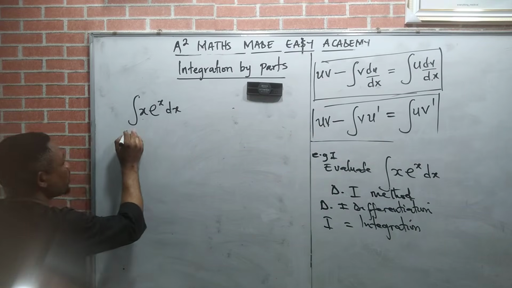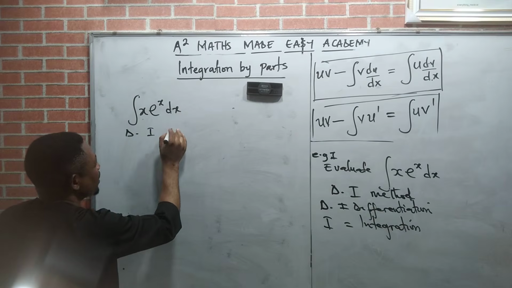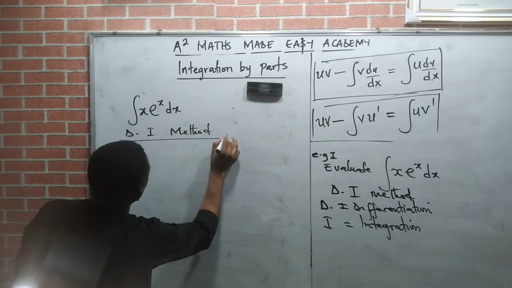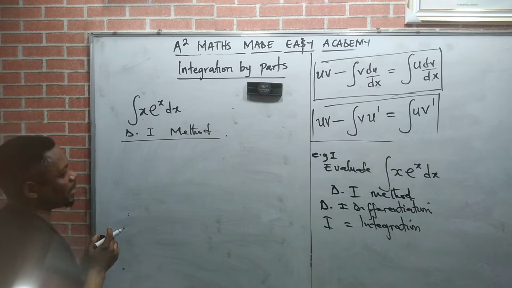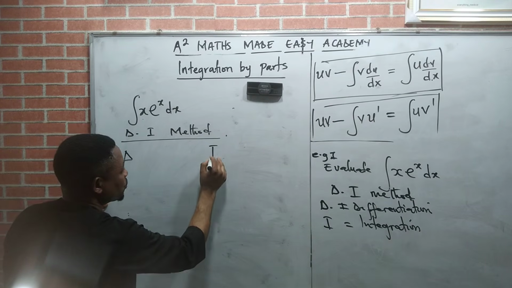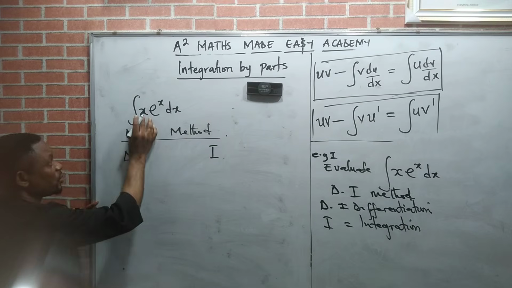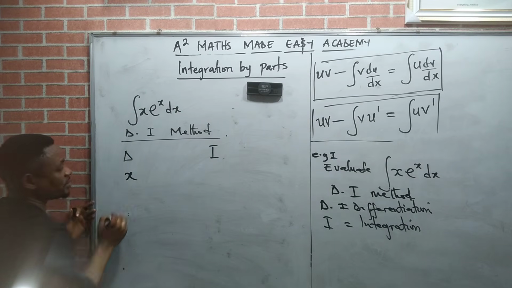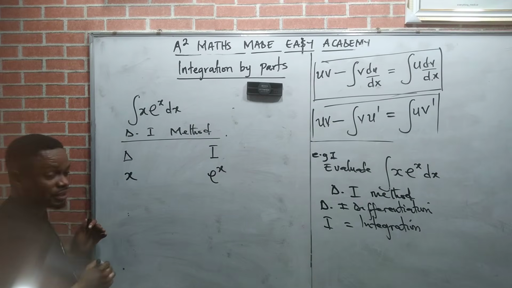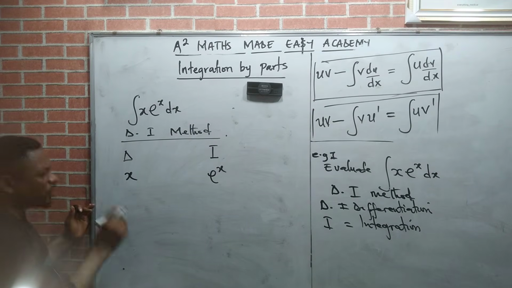Now, let me use what we call the DI method. After the DI method, I'm going to use the normal integration by parts, and then compare the two to know whether the answer will be the same. I will have a column for differentiation and the next column for integration. The first one to use is x as differentiation, while exponential x is used as integration.